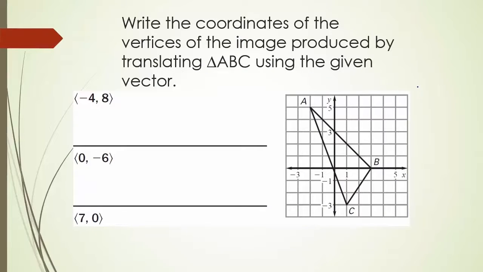Alright, checkpoint problems number 2, 3, and 4 are yours. For each of these problems, you have to write the coordinates of the vertices of the image produced by translating triangle ABC using the given vectors. So we have a vector of <-4, 8>. We have a vector of <0, -6>. And we have a vector of <7, 0>.